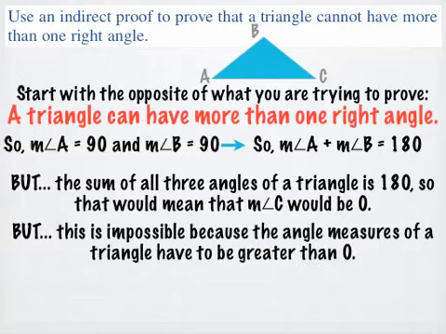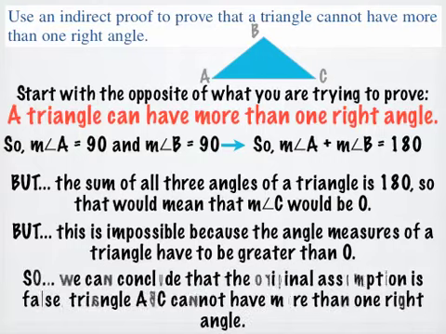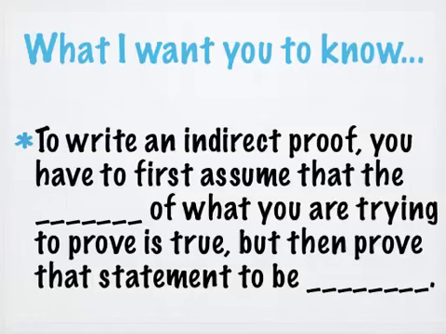But this is impossible because the angle measures of a triangle have to be greater than 0. So we can conclude that the original assumption we started with is false. Triangle ABC cannot have more than one right angle. By proving that my assumption, a triangle can have more than one right angle, is false, I've proven that triangle ABC cannot have more than one right angle.